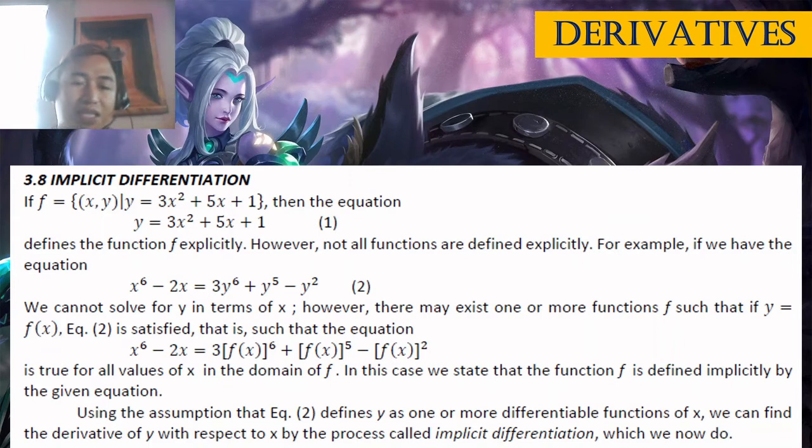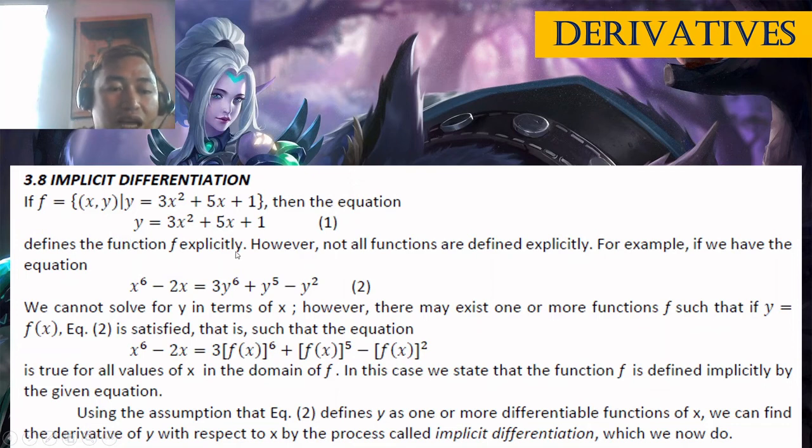Now, implicit differentiation. In this implicit differentiation class, we have x's and y's. It is very easy to solve if we only have one y. For example, if y is equal to 3x squared plus 5x plus 1, the derivative is very easy. So y prime is equal to 6x plus 5. That's easy, right?